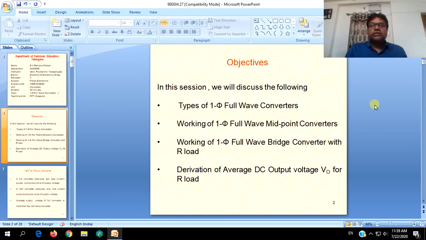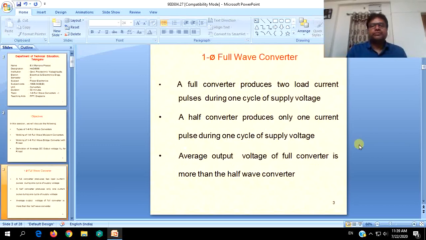These are the things we have discussed already, and to continue with, in this session we will discuss the following types of single phase full wave converters: working of single phase full wave midpoint converters, working of single phase full wave bridge converter with R load, derivation of average output voltage and R load, all those things.